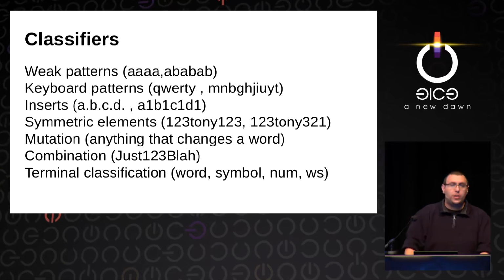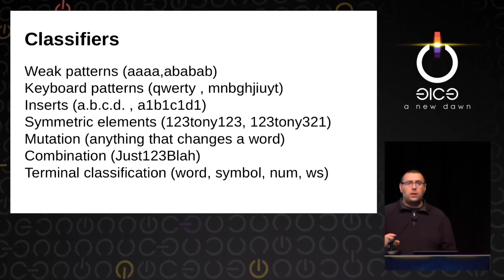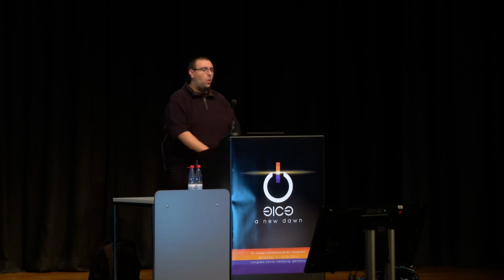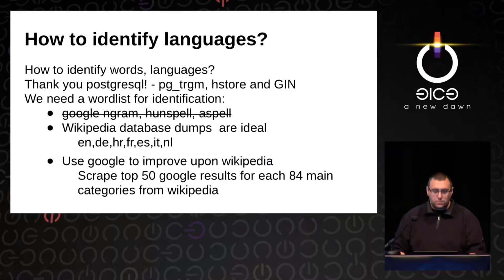Mutation, that's anything that changes a word. Change O into 0, change I into 1, and so on. Or combination, just combine a few words, combine a few elements, or just simply use elements. When you see sieving, each of those classifiers can be iterated and you can tear passwords apart.